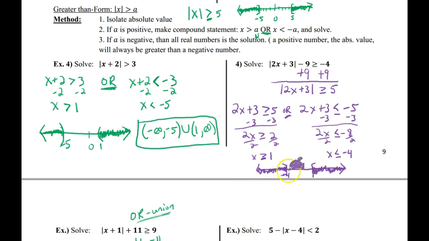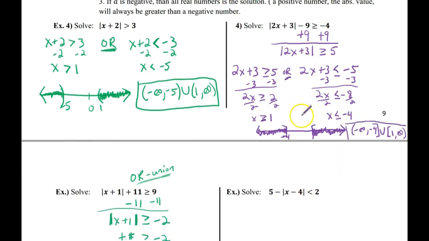Again, I read this from left to right when I write my interval notation. So going down further, that means starting at negative infinity up to negative 4. I use a bracket, union, bracket, 1 to positive infinity, going up forever. And there's my interval notation. Alright, one more here.